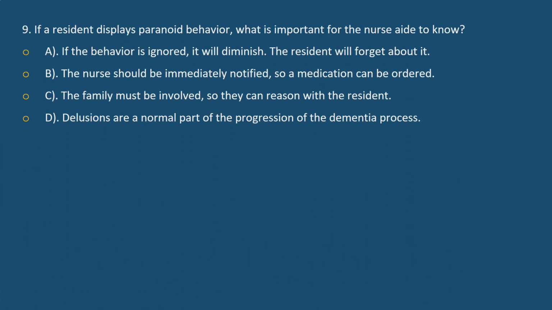Question 9. If a resident displays paranoid behavior, what is important for the nurse aide to know? A. If the behavior is ignored, it will diminish. The resident will forget about it. B. The nurse should be immediately notified so a medication can be ordered. C. The family must be involved so they can reason with the resident. D. Delusions are a normal part of the progression of the dementia process.